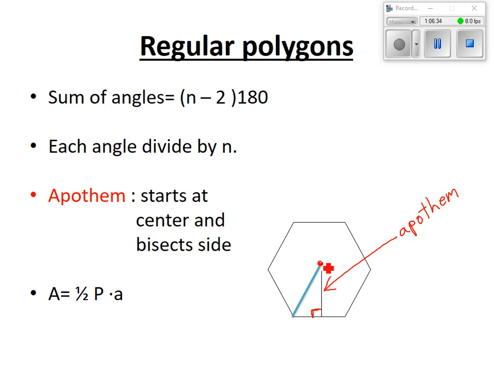When you go from the center to one of the corners, sort of like in a circle, that's called a radius. Sorry, that's really ugly. That's a radius, so write that in.